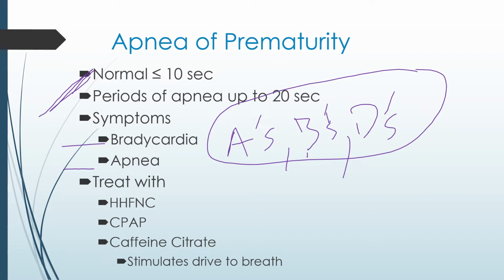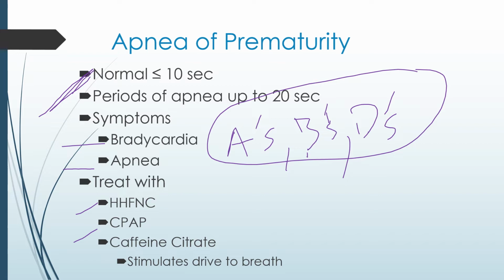So how do we treat their apnea, bradycardias, and desaturations? How do we treat apnea of prematurity? Well, that's pretty straightforward. We're usually going to treat it with heated high flow nasal cannula, right? Some respiratory stimulation, CPAP, respiratory stimulation. And if their A's, B's, and D's are severe enough, then we have to go to non-invasive or invasive mechanical ventilation. Those are respiratory treatment options.